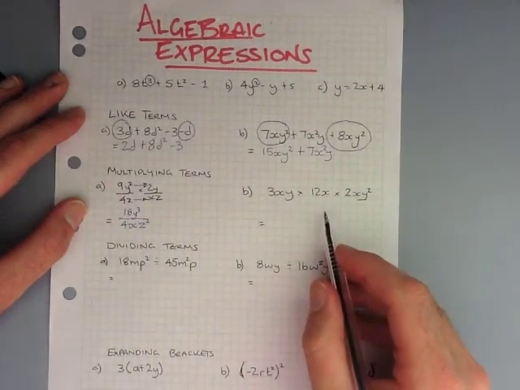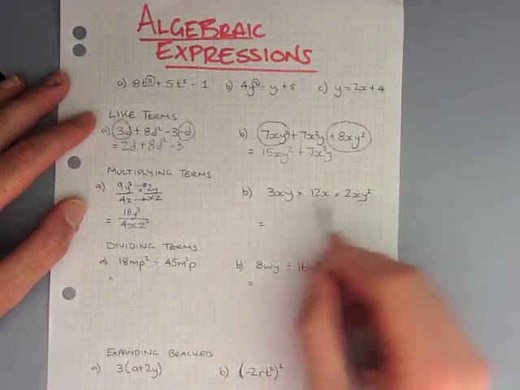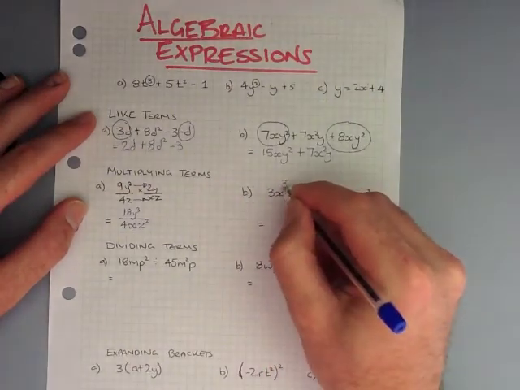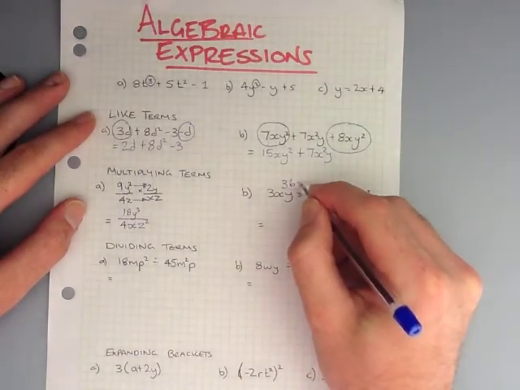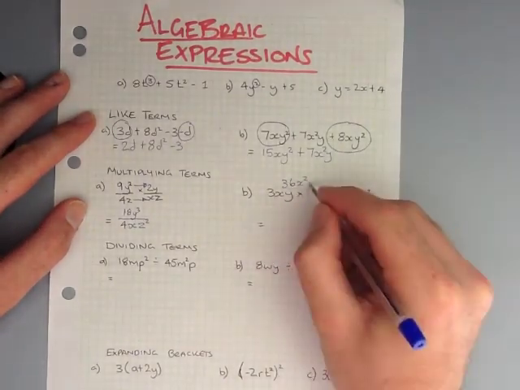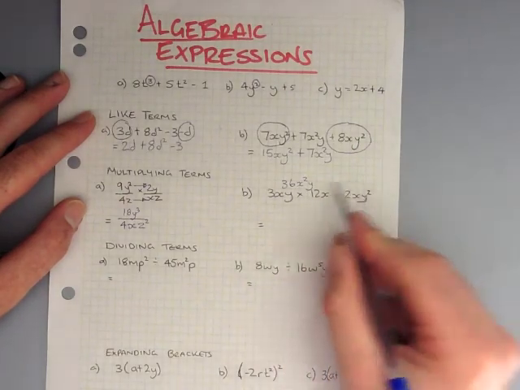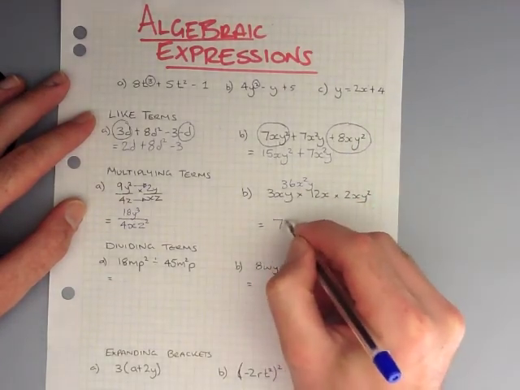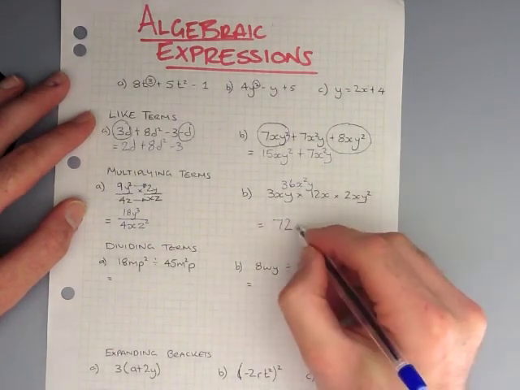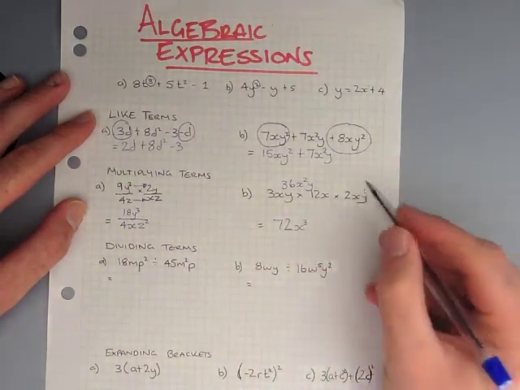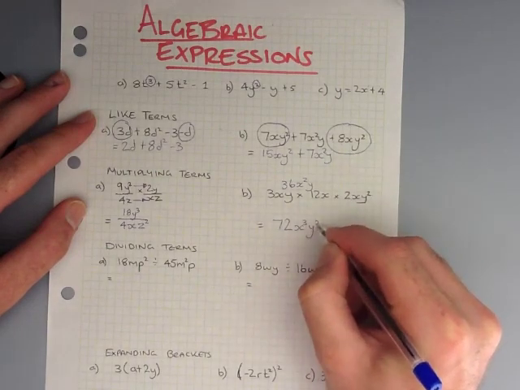If we have a look at this example, when we have multiple multiplications, just do it term by term. 3 12s are 36, x times x, so 1 plus 1 is x squared, then we just write the y. 36x squared y times 2xy squared, 36 times 2 is 72, x squared times x, 2 plus 1 is x cubed, y times y squared, 1 plus 2 is y cubed.